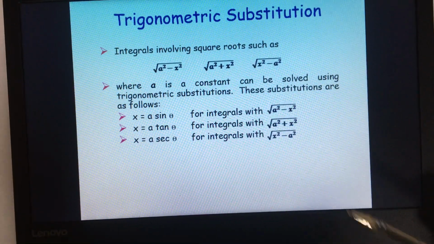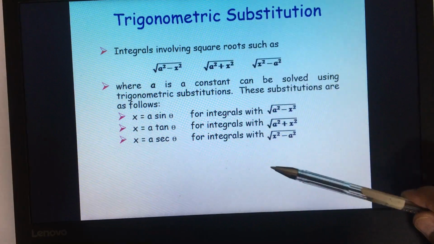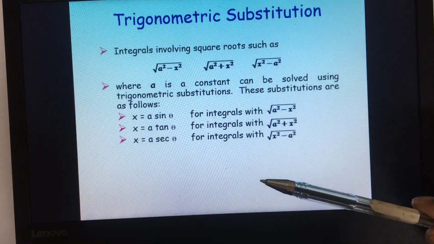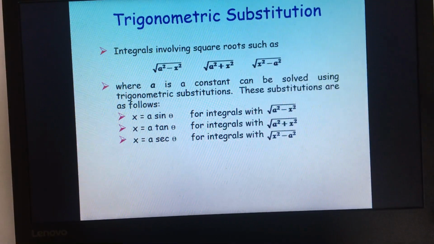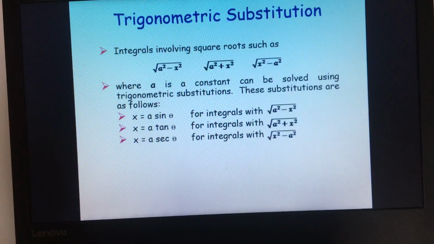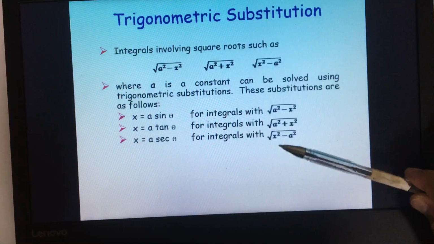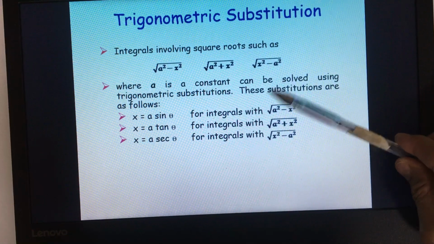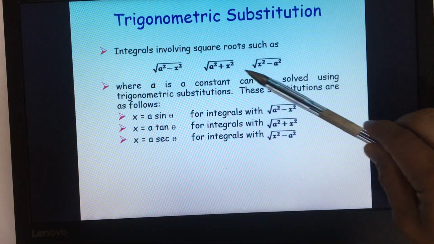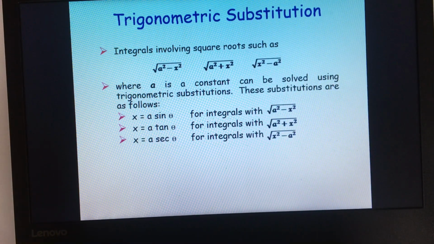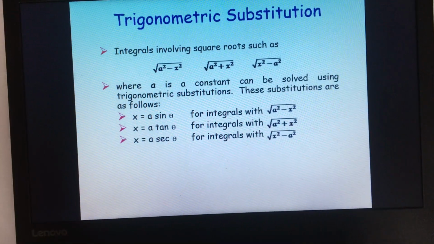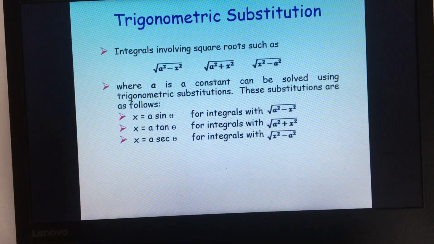Okay, so you don't have to just memorize them. What is important here is you understand them. Okay, so I'll give you the technique on how to solve problems that involve square roots or radicals, specifically square roots, using trigonometric substitutions. Okay, so do you have any questions so far?